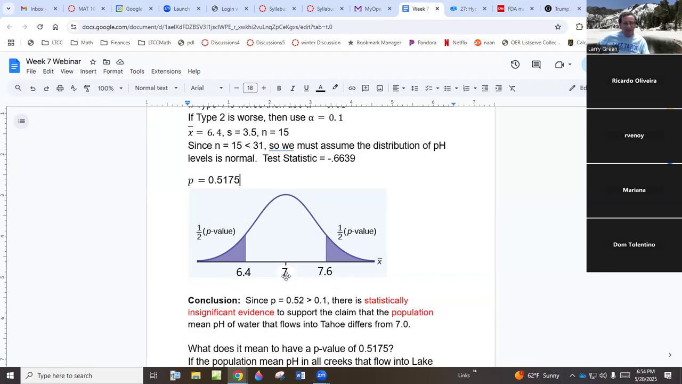Okay, the idea here is 7 is the null hypothesis number. 6.4 is 0.6 below 7. So remember, this is a distribution that has symmetry. So if we go 0.6 above, you get 7 plus 0.6, which is 7.6. So then it's a two-tailed test. So the right-hand side of that 7.6 and the left-hand side of the 6.4, the combined area is 0.5175. Any questions on that?